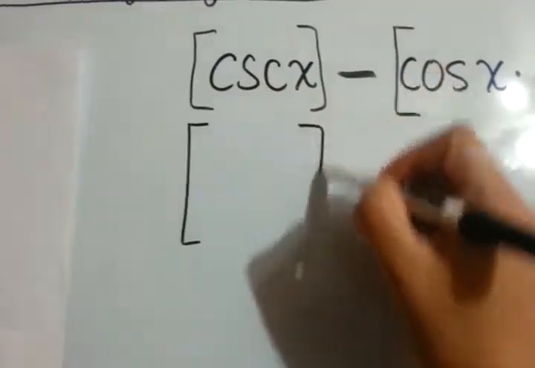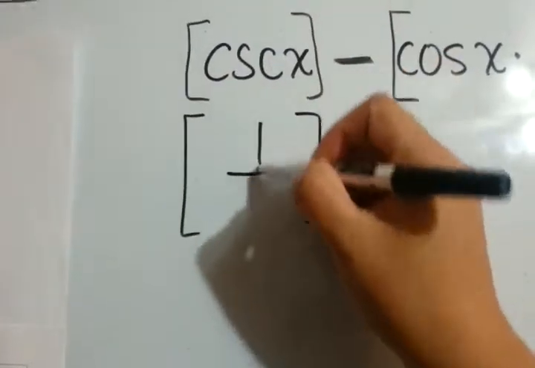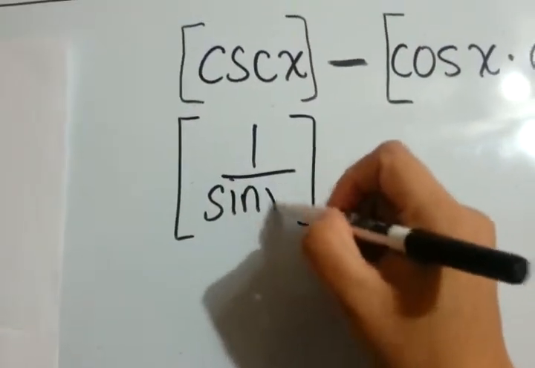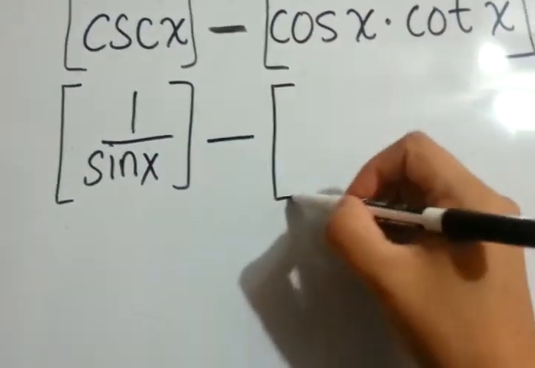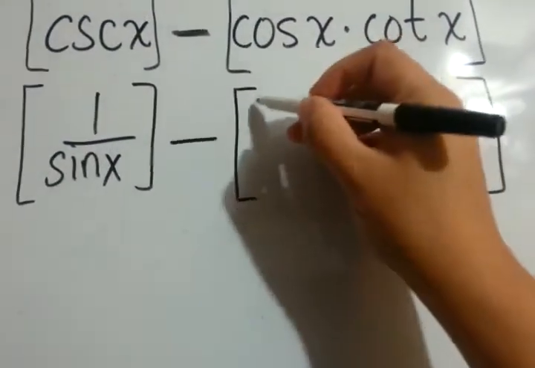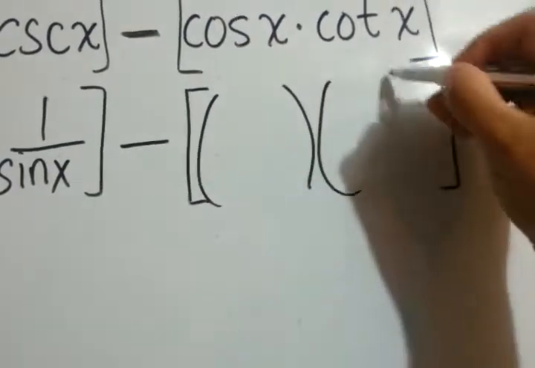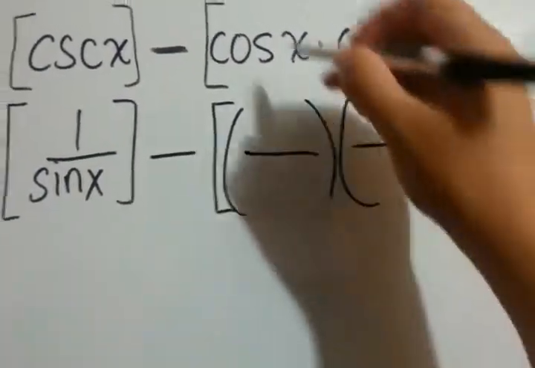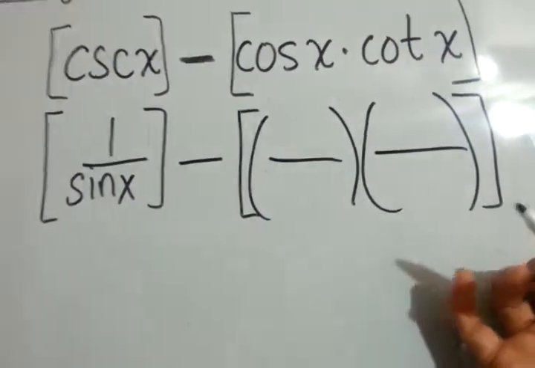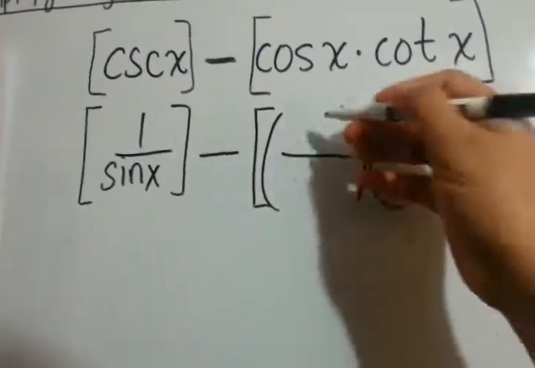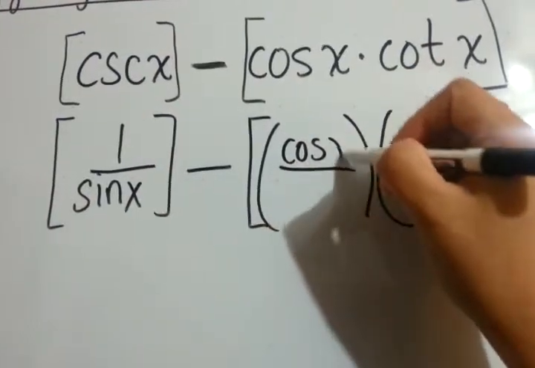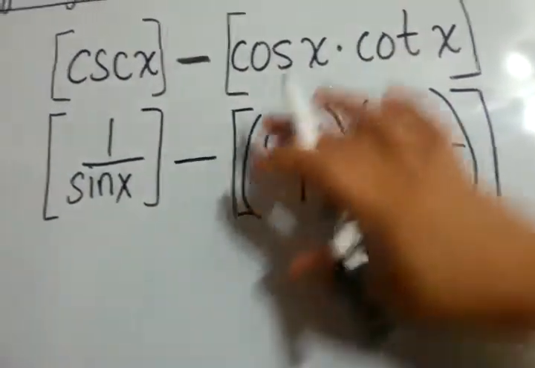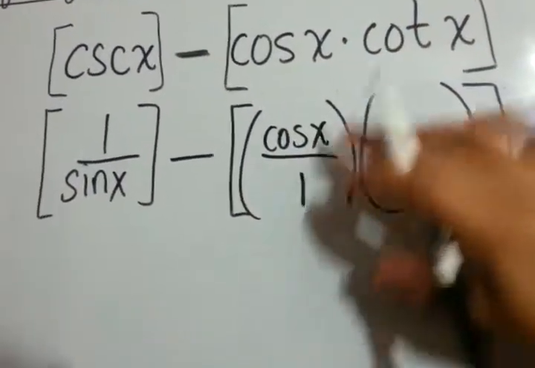This term is going to become 1 over sine x. Minus, let me keep this. Now this term over here, since it's two of them, right? Cosine x is already in cosine, so you don't change it. You don't write 1 over secant x. You leave it as cosine x. And we're just going to put it over 1 to show that this is numerator, this is denominator.